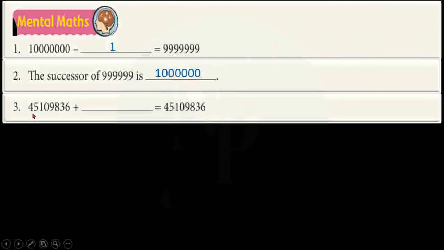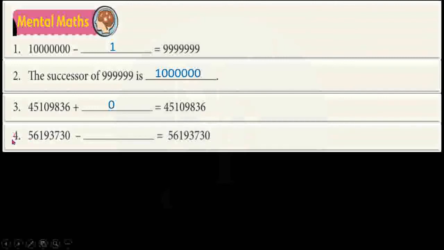Question number 3. Here we have 4 crore 51 lakh 9,836 plus dash. We need to write the correct number here, which is equal to 4 crore 51 lakh 9,836. So this is the same number as given here. So when do we get the sum of a number as the first number itself? If the second number is 0. On adding 0 to any number, we will get the same number. So this must be 0.